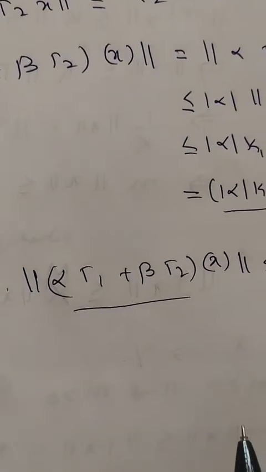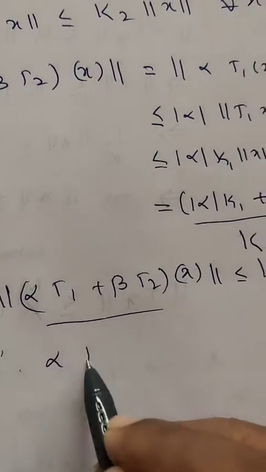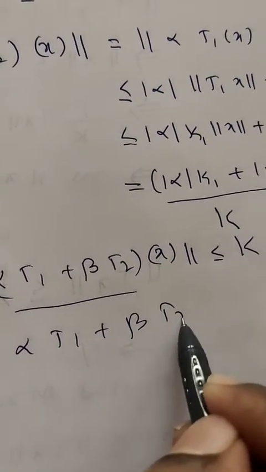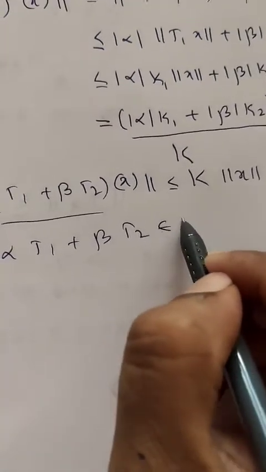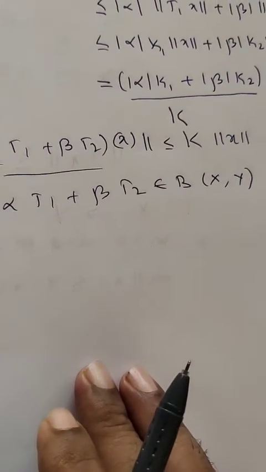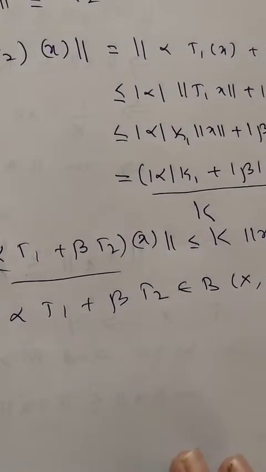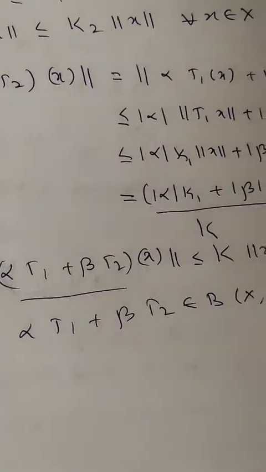Then what can you say? Alpha T1 plus beta T2 is bounded. Therefore alpha T1 plus beta T2 belongs to B(X,Y). Therefore B(X,Y) itself is a linear space. Understand this? B(X,Y) is a linear space. Now we need to make B(X,Y) a normed linear space, so I need to prove all the conditions of a norm.